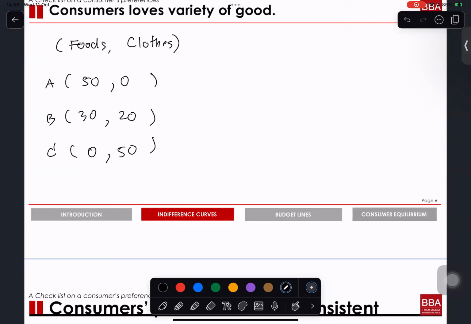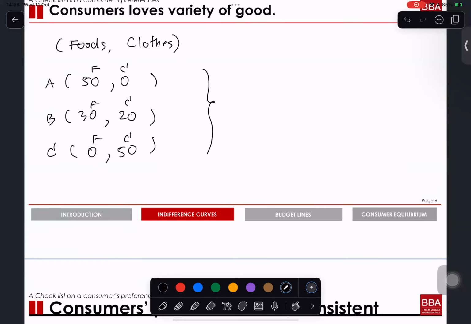Okay, this is a food and cloth, not fish and coconut. Yeah, that's the old story, Tom with coconut and fish. Now it's become a food and cloth combination, FC. Okay, Mister, I want you to rank your preference over these 3 baskets.